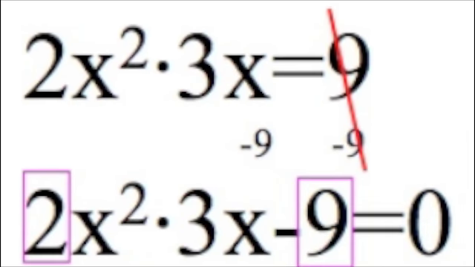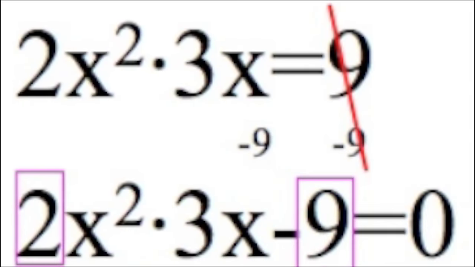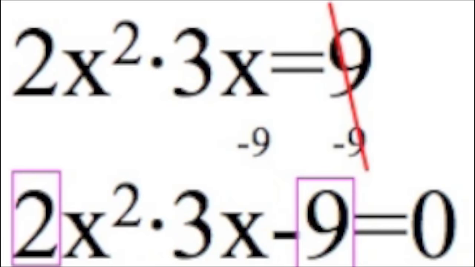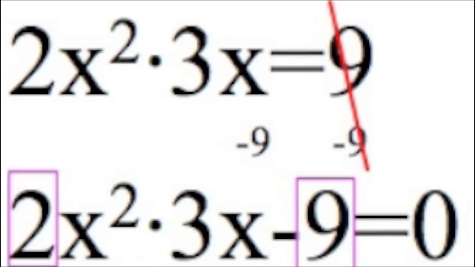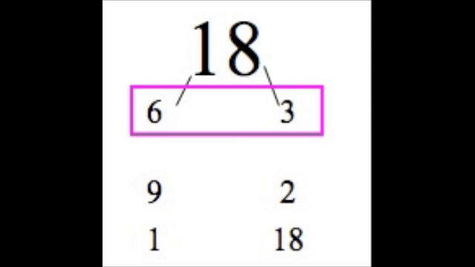You want to get the 9 to the left side of the equal sign, so you subtract 9 from the right side so it equals 0 and bring it over to the left side. Then you multiply 9 times 2 and find out it equals 18. Look for the multiples of 18 that subtract to equal 6, and that is positive 6 and negative 3.